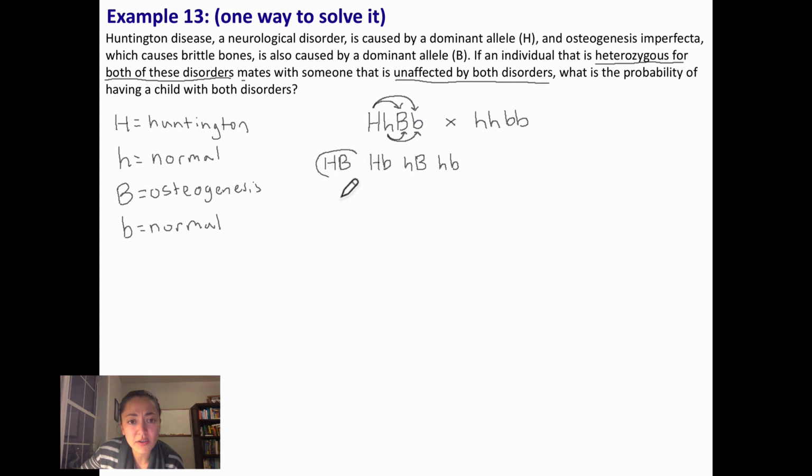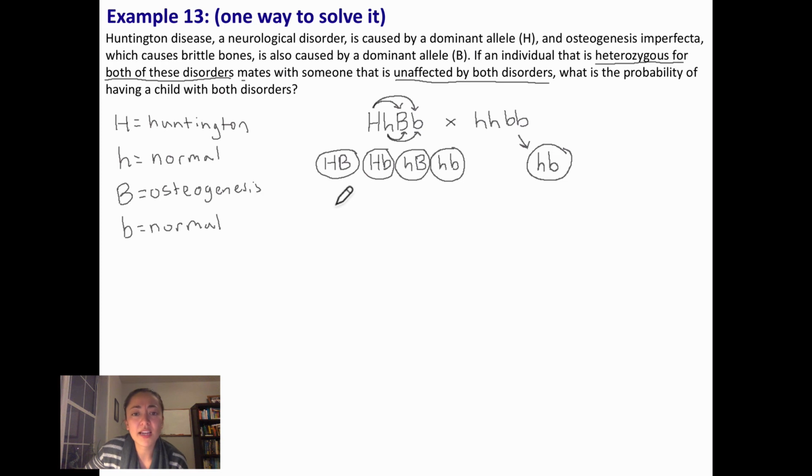So this parent on the left could make 4 different types of gametes. Once again, I'm trying to figure out all the different possible HBs that we could make. Big H, big B, big H, little b, little h, big B, little h, little b. So 4 different types. What about the parent over here? When you're just looking at this parent, you can see that there's only one possible gamete combination that they could make, and that is to give their offspring a little h and a little b. There's no other possible combinations of H's and B's.